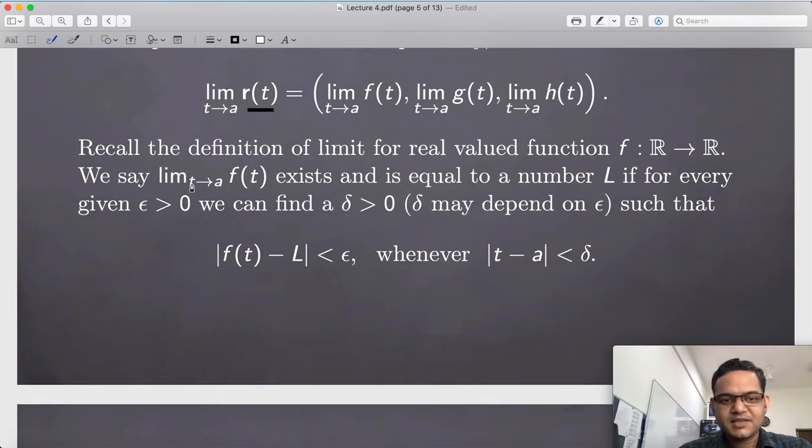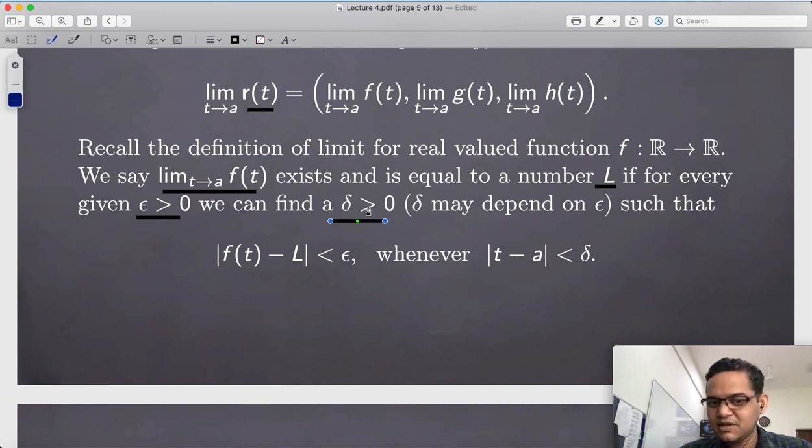So remember that if we have a real valued function f, the limit as t goes to a of f(t), we say it exists and is equal to a number L if f(t) gets arbitrarily close to L when t approaches the point a, correct? So in this language, how do we write? You take any epsilon positive, which is basically going to measure the distance of f(t) from L.